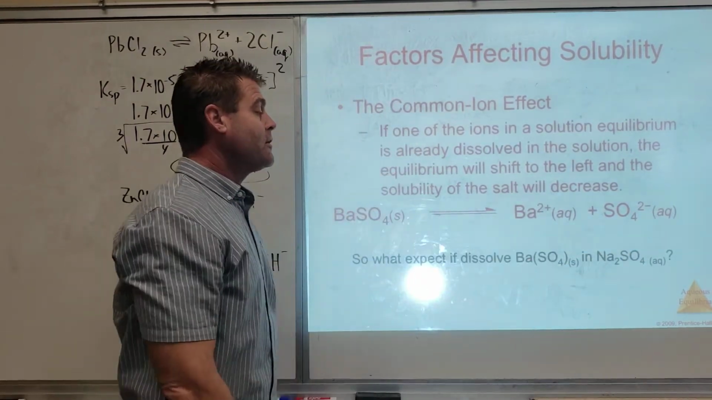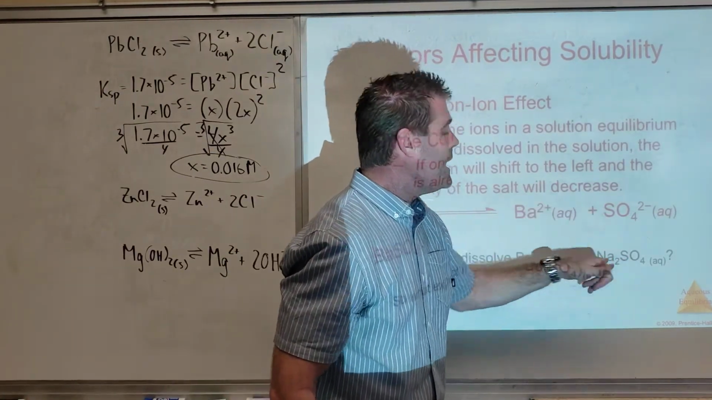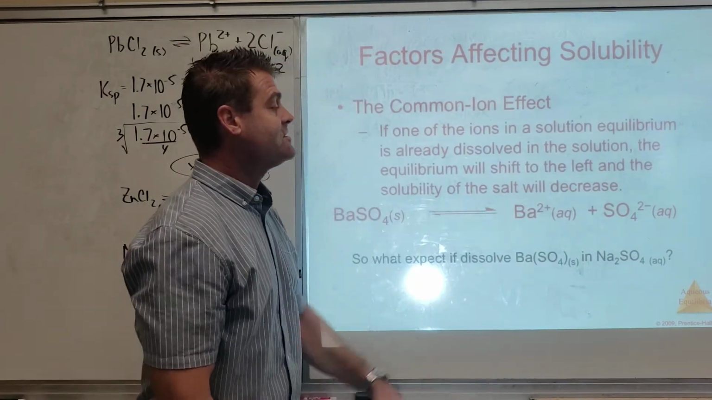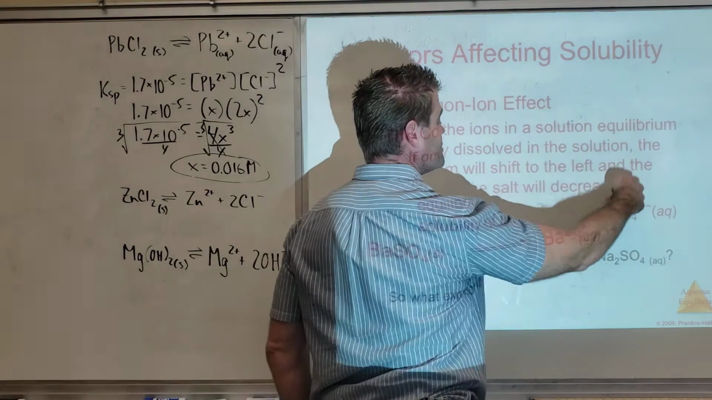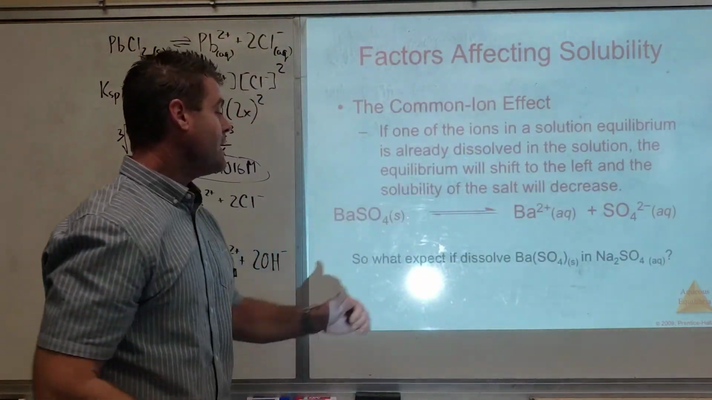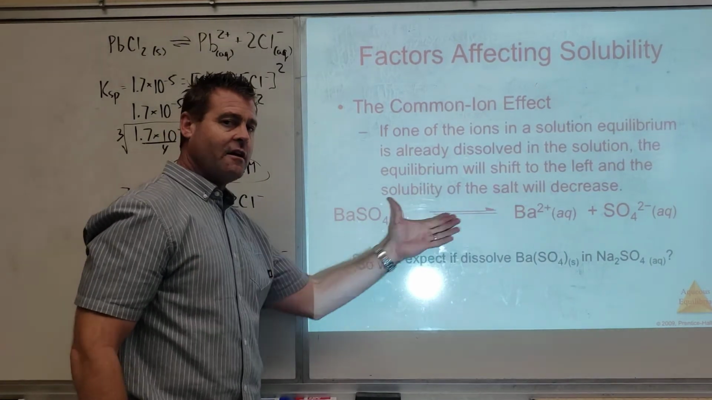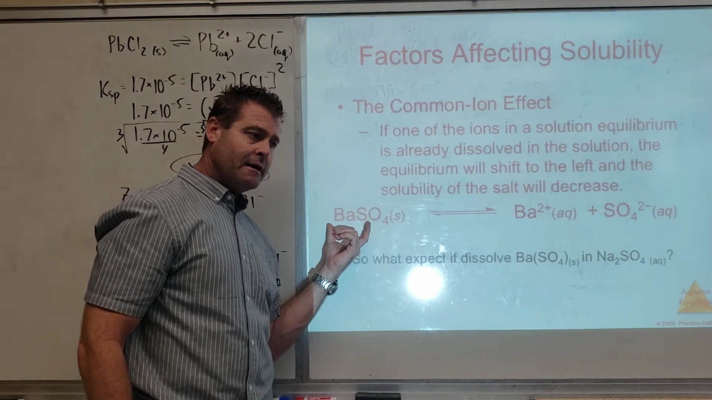Well, you would want to look for common ions. You see barium sulfate has a sulfate ion, and yet what do we already have in solution? If we're putting it in a sodium sulfate solution, we already have sulfate ions. So, wouldn't you guys agree, if we have extra sulfate ions, won't that cause a shift in this reverse reaction to the left? And what's the result? Less of the barium sulfate is going to dissolve. More of it's going to stay in its associated precipitate form.